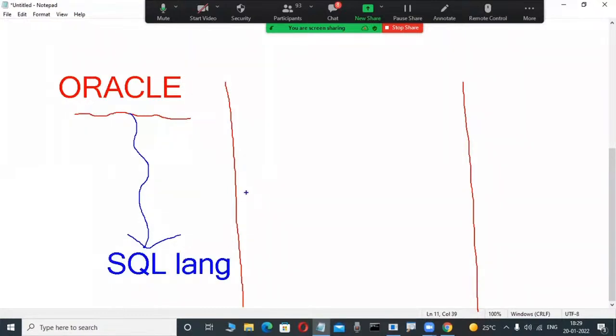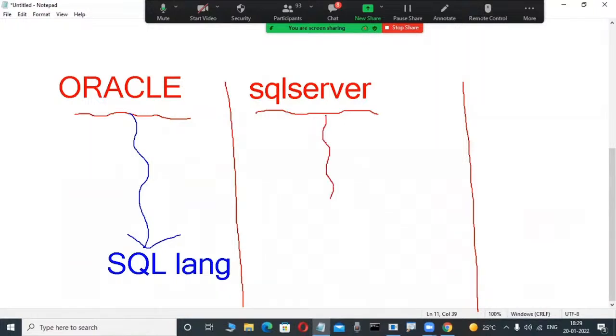Suppose in my company another project is there, which is also a relational database product from Microsoft. That is SQL Server. Some employees are working on the SQL Server product. That is also a database product, same as Oracle, but to operate it they use one language only. What is that language? SQL is a language.